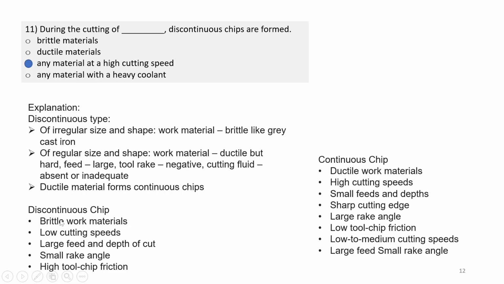So the material will be brittle work material, and if cutting speed is also low, large feed and depth of cut, and small rake angle, and it can have high tool chip friction. So if lubricant is not used, then there will be high tool chip friction.